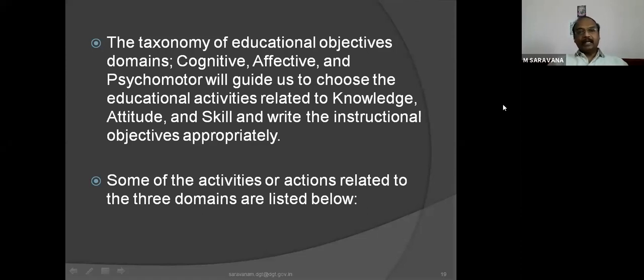So any educational activity may be related to knowledge, to skill, or to attitude development. So this taxonomy of educational objectives is used. And let us see for each domain how these terms are used, how these action-related performance statements are applied. Some of the activities or actions related to these three domains are listed below.